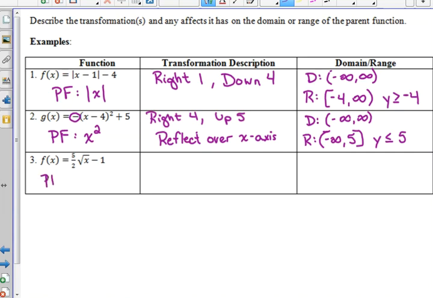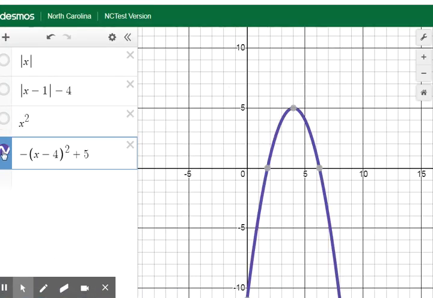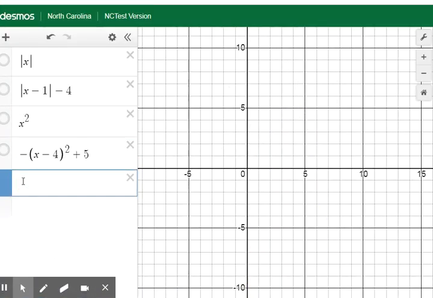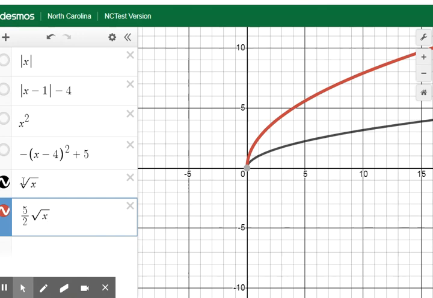All right, one more. Parent function of number 3 is the square root of x. Again, I would not delete all that. I would just hide it and then add my square root of x. And let's see here, we've got 5 over 2 times the square root of x minus 1.